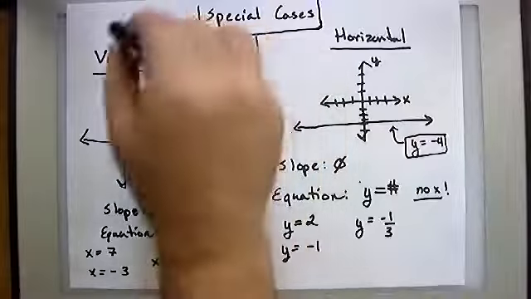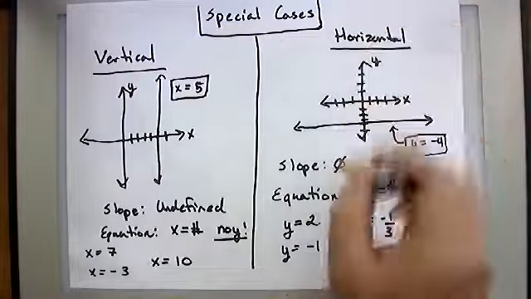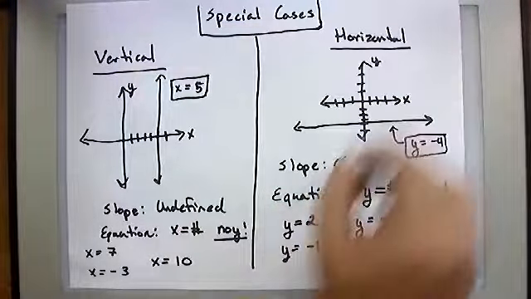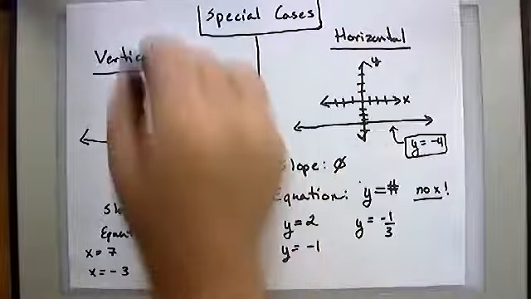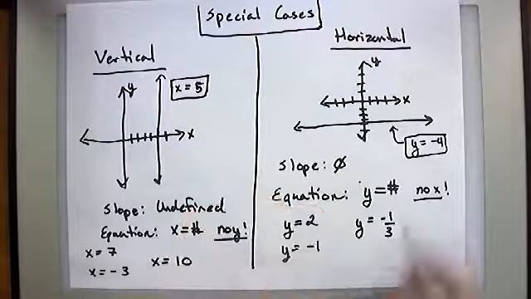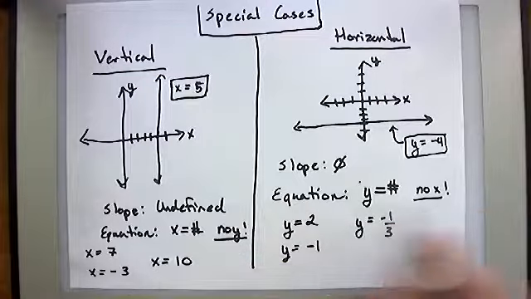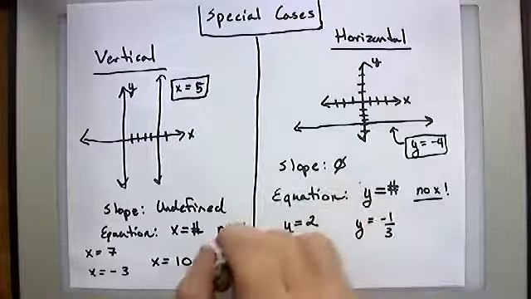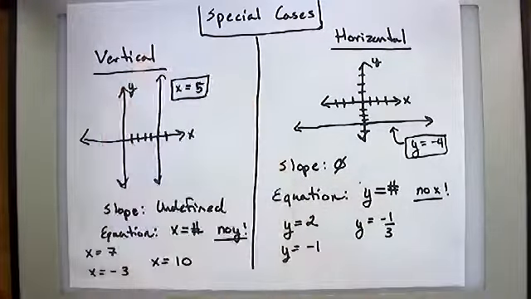You need to memorize the 2 names, vertical, horizontal. You need to memorize what the slopes are between them, horizontal being 0, vertical being undefined. And then you need to recognize what the equations are going to look like. If you're missing the x, you have a horizontal. If you're missing the y, you have a vertical. If you get these backwards, there's not going to be any partial credit on these.